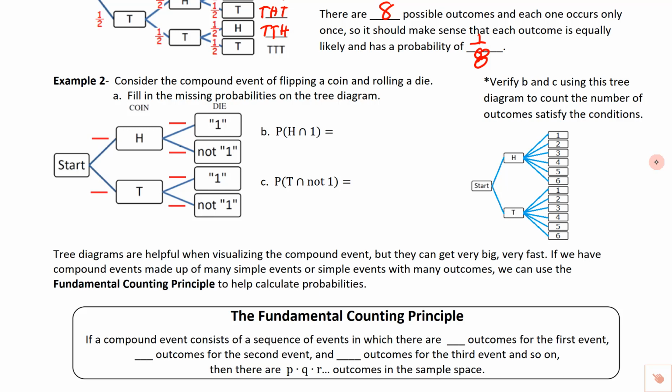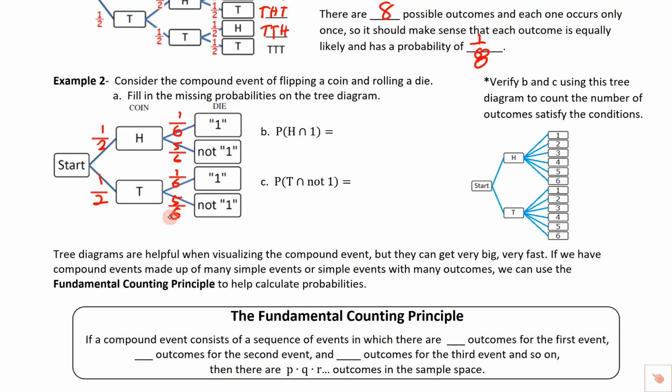This is different. This is kind of a contrived compound event. So it says fill in the missing probabilities on the tree diagram, and here's the compound event. Flipping a coin and rolling a die. So fair coin, fair die. This is going to be 1/2 and 1/2. When we roll the die, the probability of getting a 1 is 1/6. So what is it for not a 1? 5/6. It's got to be the rest of that probability. So we're going to have 1/6 and 5/6 on each one of these.